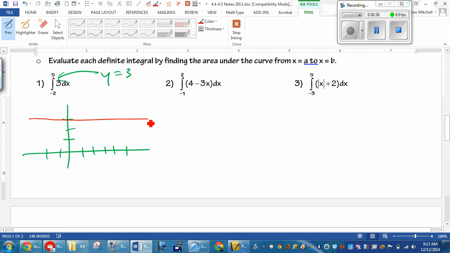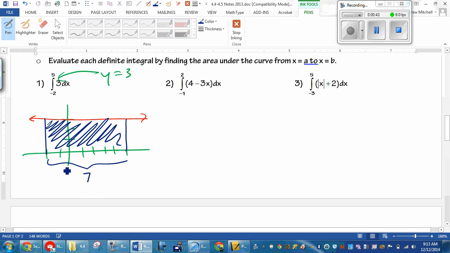So our graph is y equals 3, and we're going from -2 to 5. So we have this rectangle underneath. We're just looking for the area of it. So the base is going to be 7, going from -2 to 5, and the height is 3. So this definite integral is going to be equal to 21.